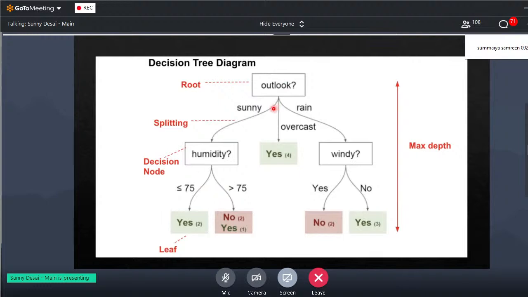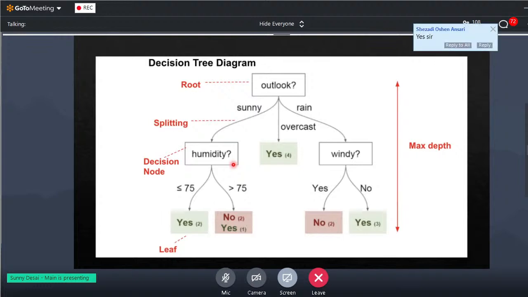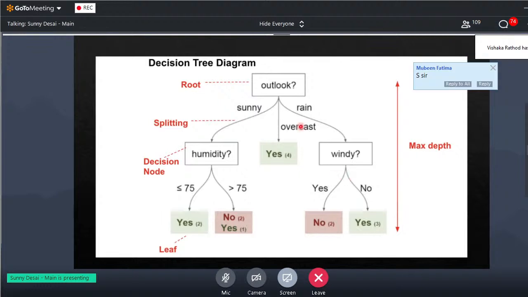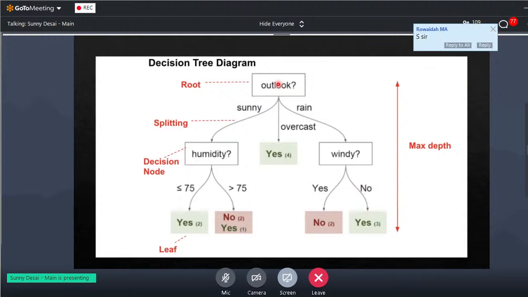If this was all clear to you, the first step, could you please all respond on the chat box? Okay, Shehzadi, Shruti and Mubin say that yes, it's clear. Neha, Lakshmi and Ruvail also believe it is clear to all of you.